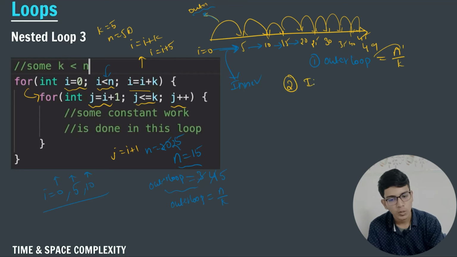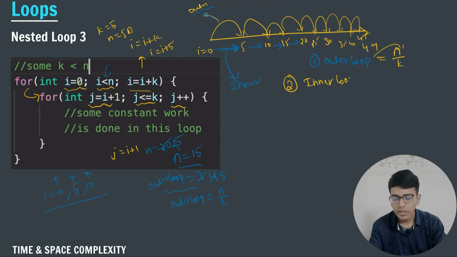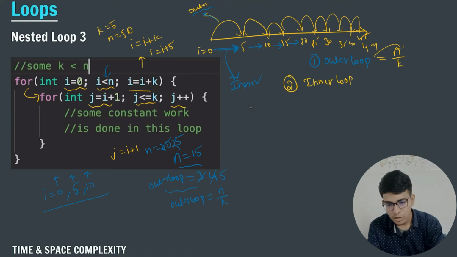So inner loop. Can you observe one thing, that when i is equal to 0, I'm starting from 1, after that I'm taking j should be less than or equal to 5. In the diagrammatic representation, this is my inner loop, right? So it is covering 5 steps. After it covers 5 steps, again 5 steps, and similarly 5, 5, 5, 5.